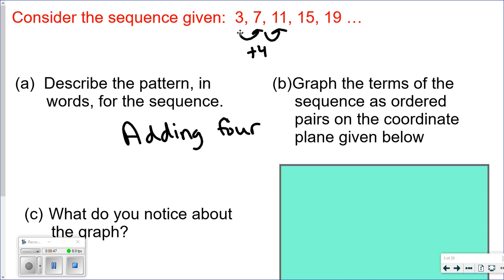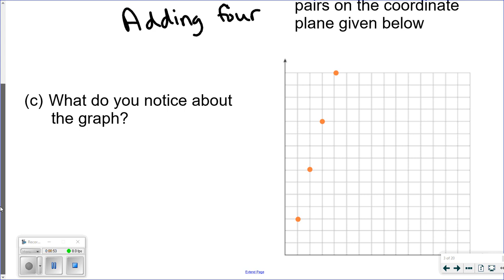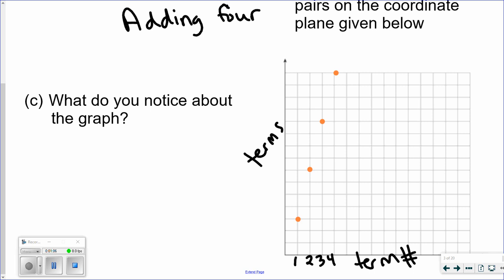Part B, I already graphed it for you. If you look at the graph, I wrote it as ordered pairs, so the term number is on the bottom: term 1, term 2, term 3, term 4, and the terms that go with them are on the side. So the first term was 3, the second term was 7, 11, and then 15. What do you notice about the graph? So if you look, it kind of looks like it is linear.